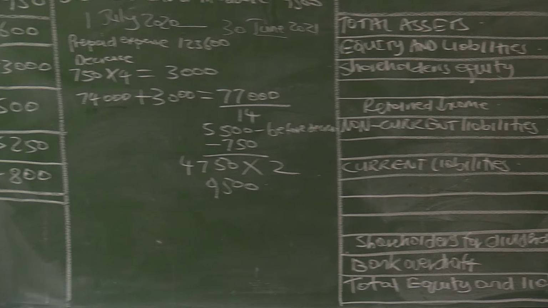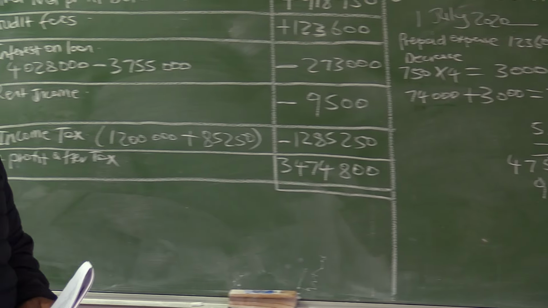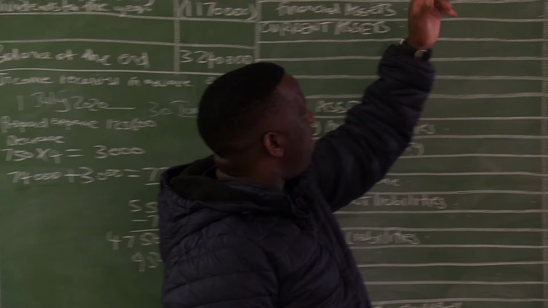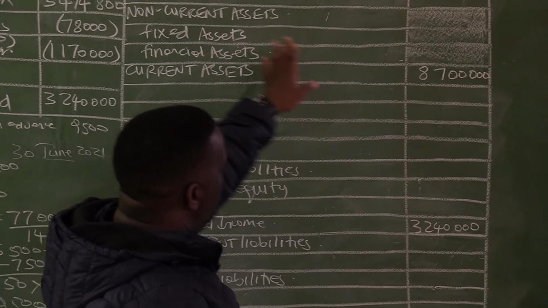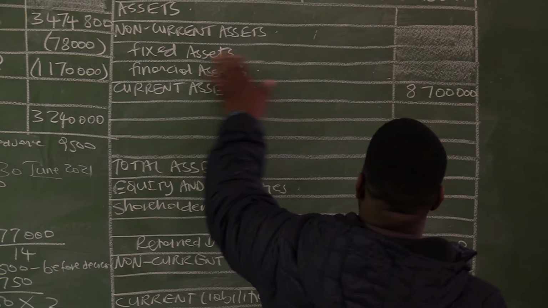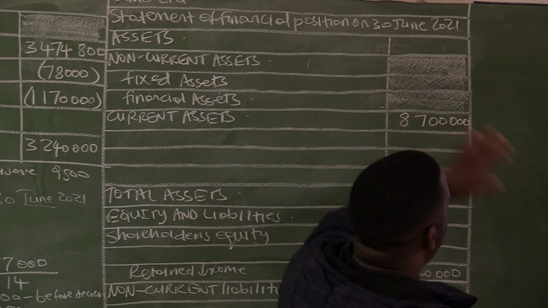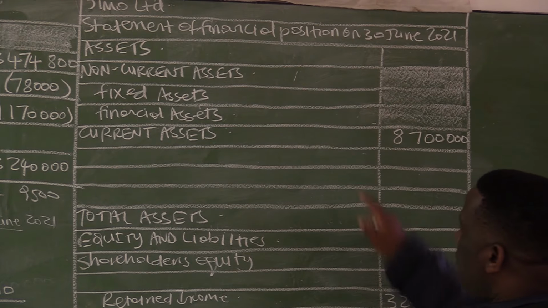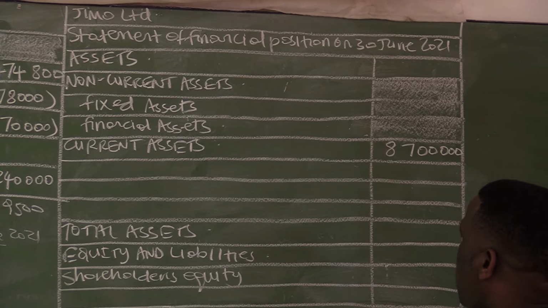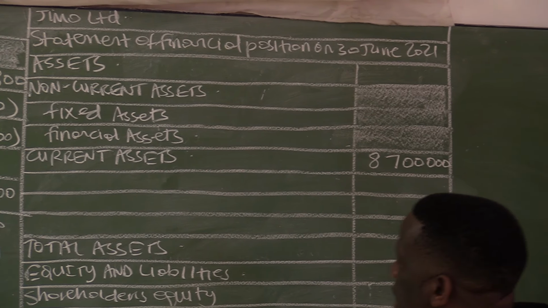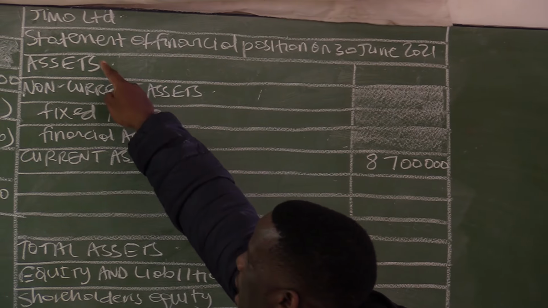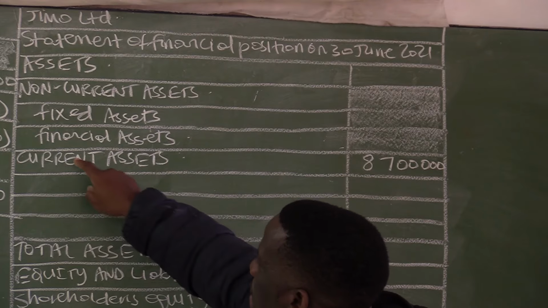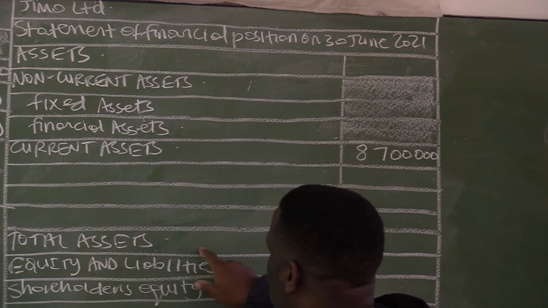Let us then continue to the balance sheet. You will notice that here the non-current assets in the balance sheet have been blocked. So the non-current assets were not required, even the fixed assets and the financial assets were not required. We are only starting on the current assets. And for the current assets, the total has already been given. It is 8,700,000. Remember, your assets are divided into two: non-current assets, which in this case are not required, plus your current assets. That will then give you your total assets.